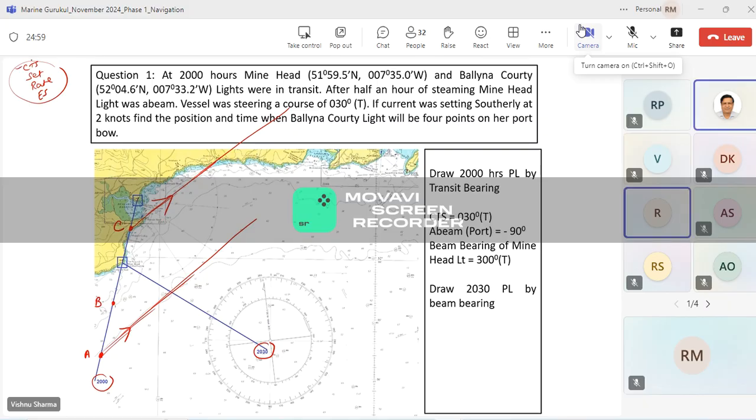What do I use next? Current. The current for half an hour. We draw for half an hour. Okay, we have a reason to make it for half an hour. Yes. Why? Because we want to transfer it for half an hour.